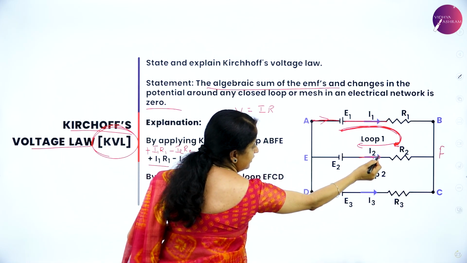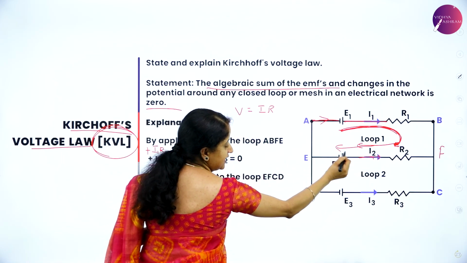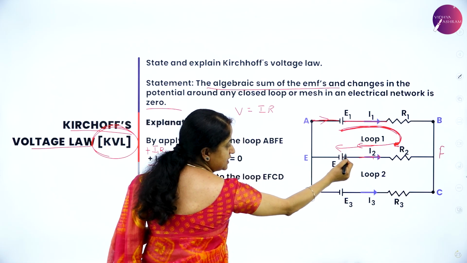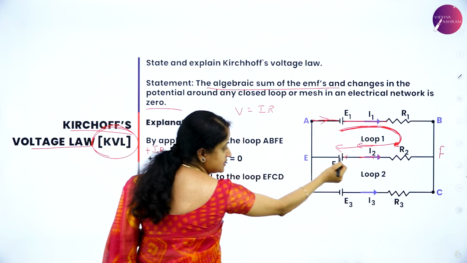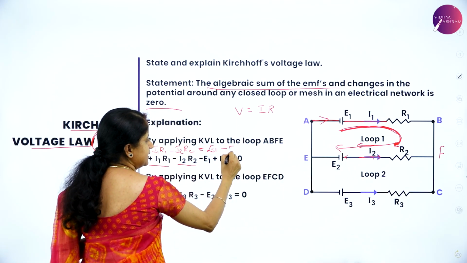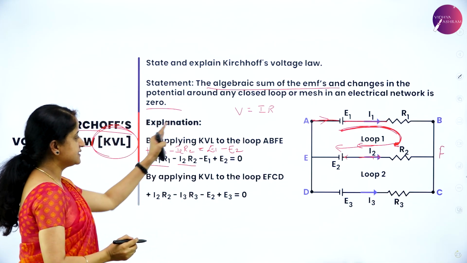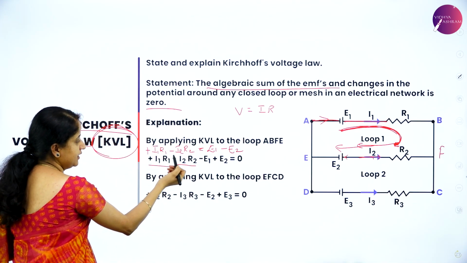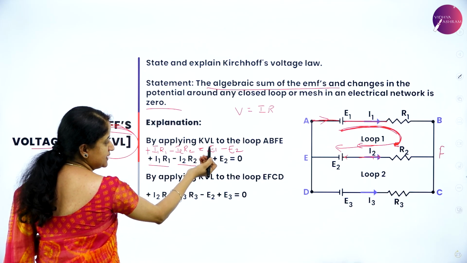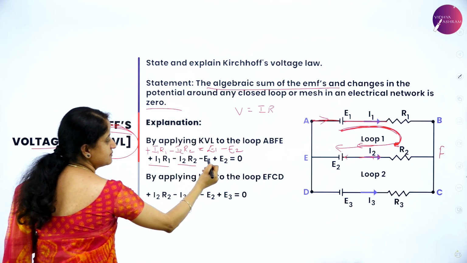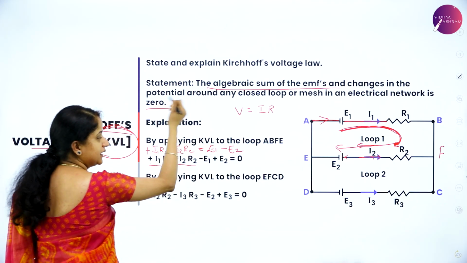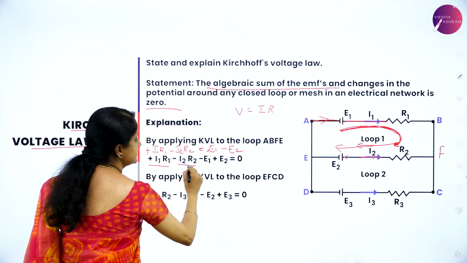Now our direction of observation is in this direction, which means we are observing across the cell from positive to negative terminal, then it is minus E2. Now bring these terms to the other side, we get I1 R1 minus I2 R2. This plus E1, when it comes to the other side, becomes minus E1. Minus E2, when it comes to the other side, becomes plus E2, which is equal to 0.